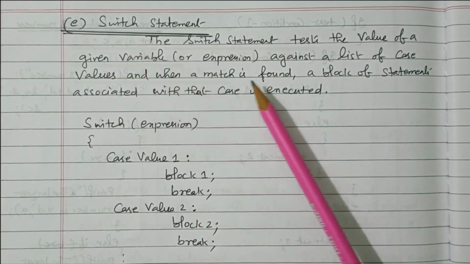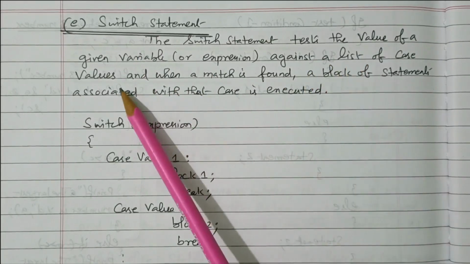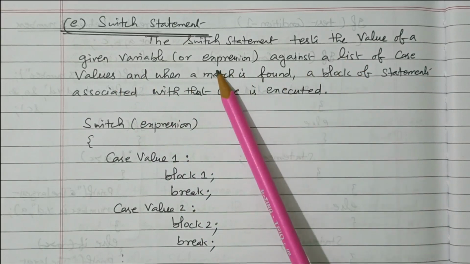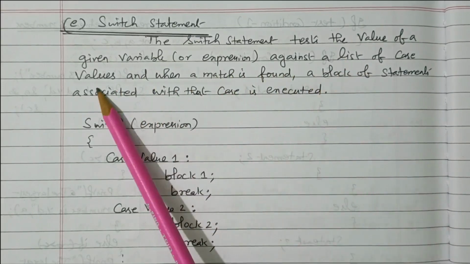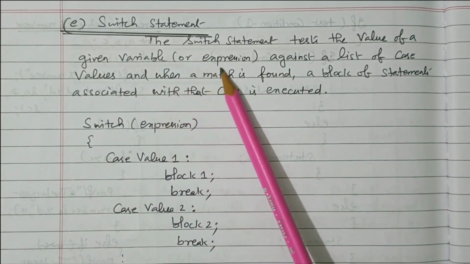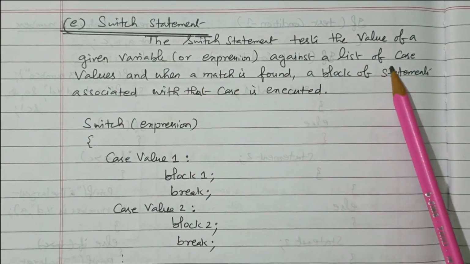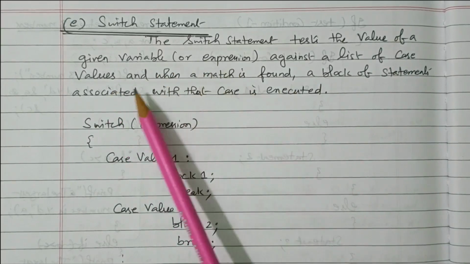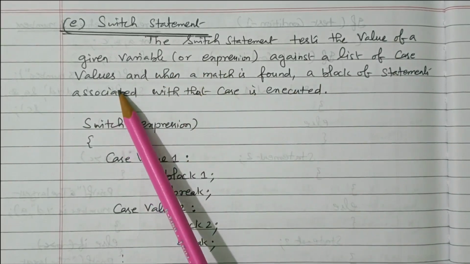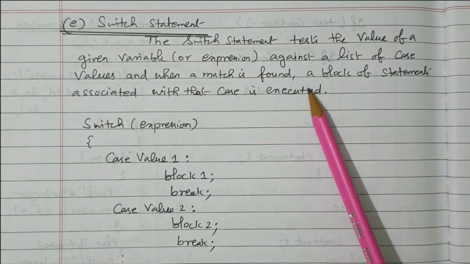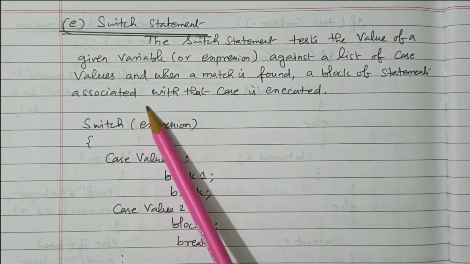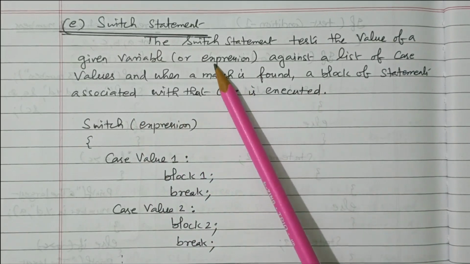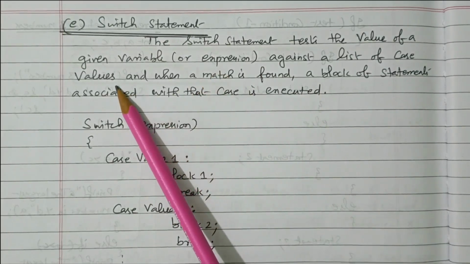In this switch statement, it tests the value of the given variable or expression. It will check the given expression against the list of case values. One expression is available, then possible case values are available. It will check whether this expression is equal to any of these values. When a match is found, the block of statements associated with that case will be executed.